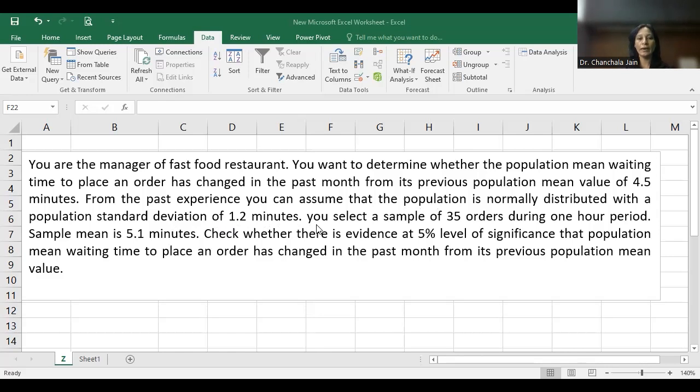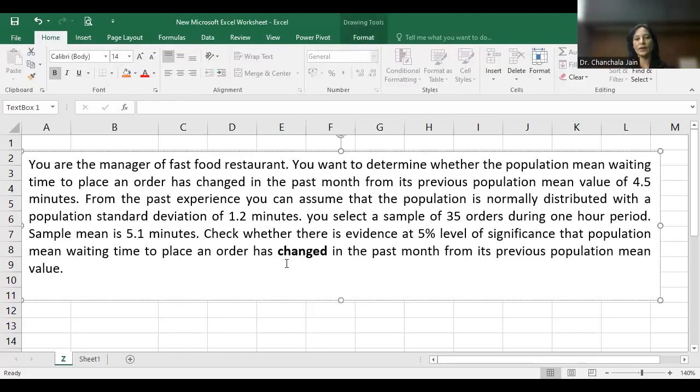Now further, we need to find whether the hypothesis we are going to frame would be for a one tail test or two tail test. So friends, read the last line very carefully. In this last line, you can read the word changed. This word says that we need to check whether the mean waiting order time has changed or not. It has not been mentioned that the mean waiting time has increased or decreased. That means no direction is mentioned here. So our hypothesis framing will be based on a two-tailed test.